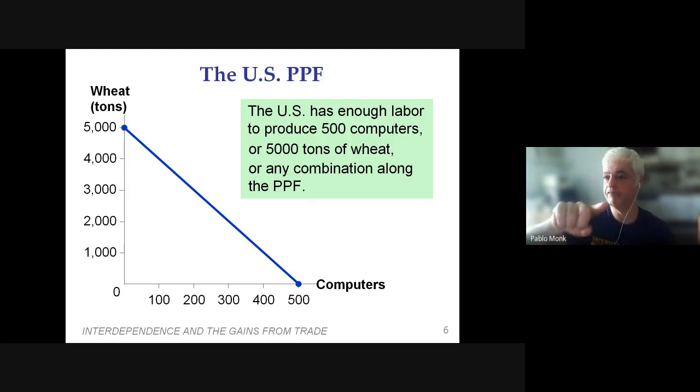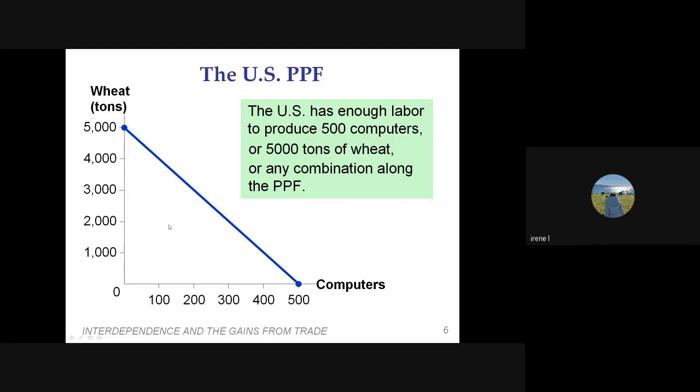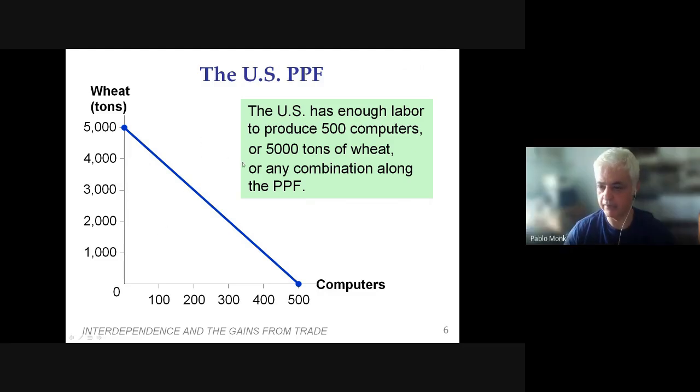Remember, we normally find that it's usually bowed out. But here we're going to say it's this straight line. And of course, there are all these different points along the way, right? Where you could make 4,000 tons of wheat and 100 computers, or any step along the line is doable, right? And remember, they could also be somewhere in here, but that would be inefficient. You can see my mouse. Yes. Okay, cool. But if they're trying to be outside here, this is impossible, right? Because they just don't have enough people to do it.